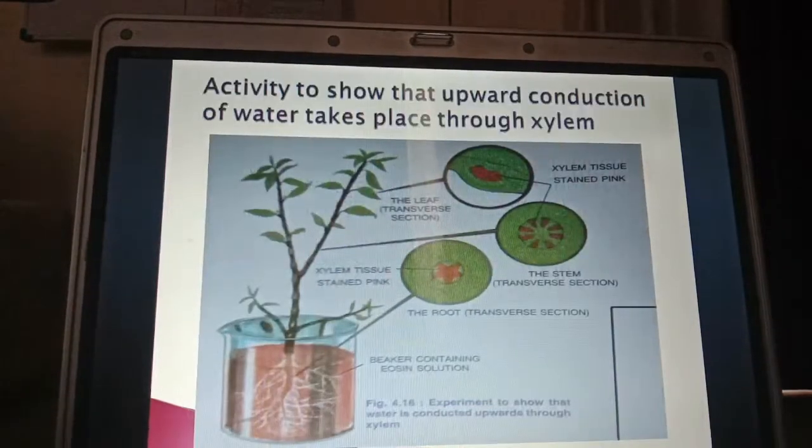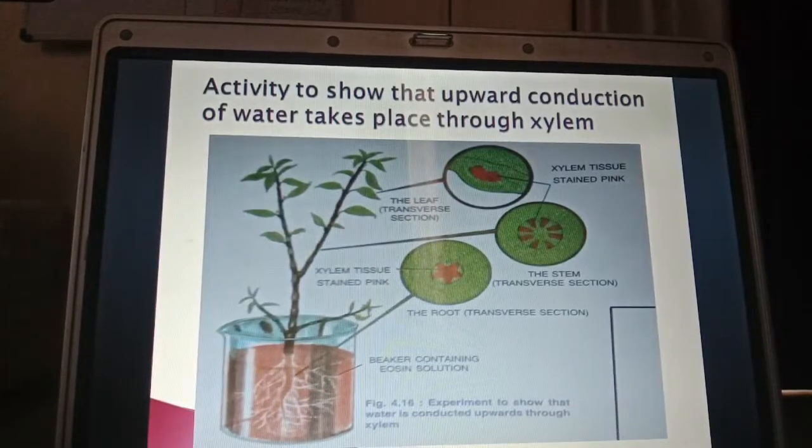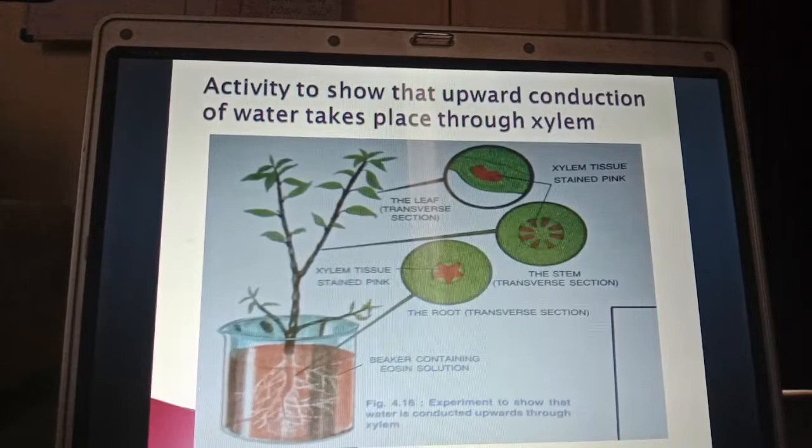The next experiment is the activity to show that upward conduction of water takes place through xylem, where an uprooted plant is placed in a beaker containing eosin solution, where the roots will start to absorb water. As we know, the upward conduction of water will take place by the xylem cells. We will find the xylem also attaining the color of the dye. When the transverse section of the various parts of the plant like the roots, the stem and the leaf is carried out, it is seen the central xylem portion acquires red color dye, that is eosin. This proves that the upward conduction of water takes place through the xylem.